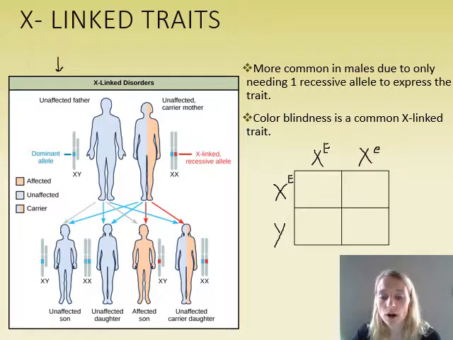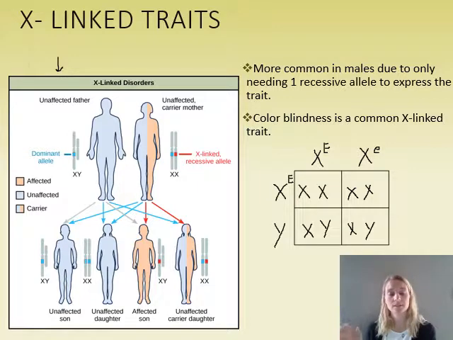So then we do our cross, right? So here's our XY cross. The top row is going to be our daughters. The bottom row will be our sons. All right, so that's how we get a 50-50 chance that every time you have an offspring, 50% chance it's male, 50% chance it's female.